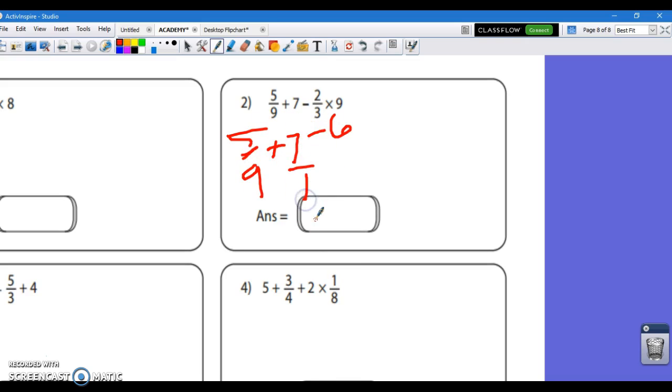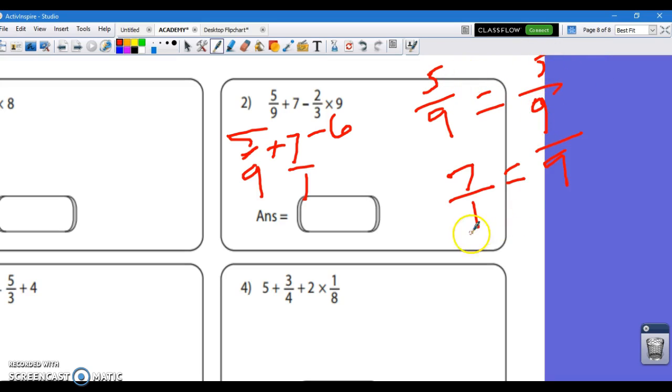Remember, you can put a 1 underneath here. But this means we need to find a matching bottom number. As you can see, our bottom number will be 9. Now we're going to multiply and divide. 9 will go into 9 1 time. 5 times that 1 is 5. 1 will go into 9 9 times. 9 times 7, 63. So now I have a 5 and a 63.